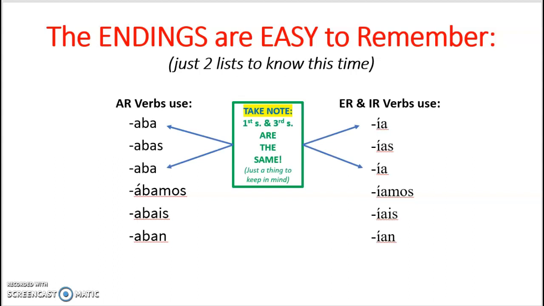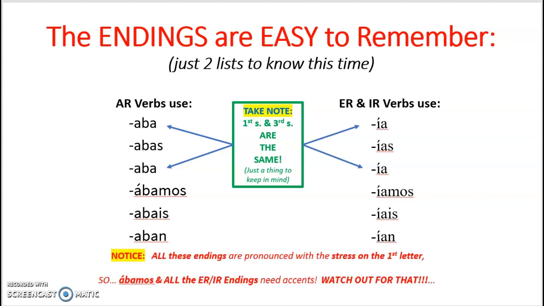Now notice, if you didn't notice already, the first and the third singulars are the same. That might seem like it's going to be confusing, but the fact is it usually isn't. Context usually tells you which you are actually dealing with. And if you need to, you can use yo for I, or él or ella for he or she. So it's not really that confusing, and you can clarify it if you need to.